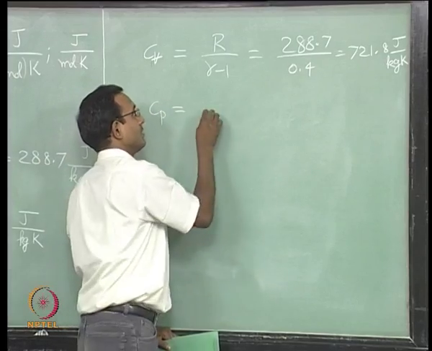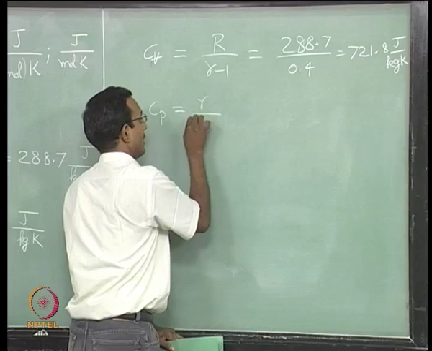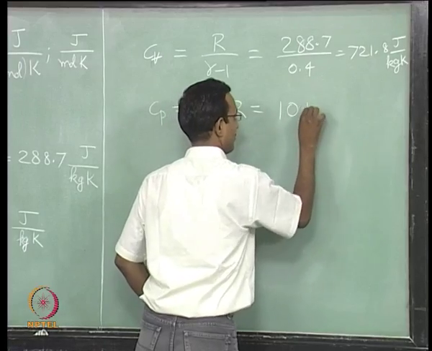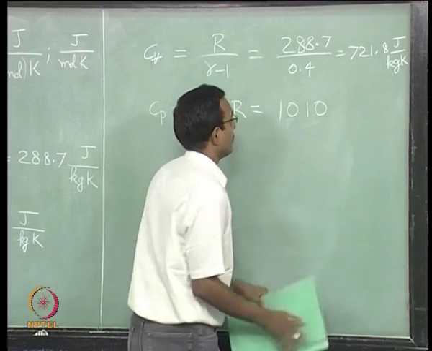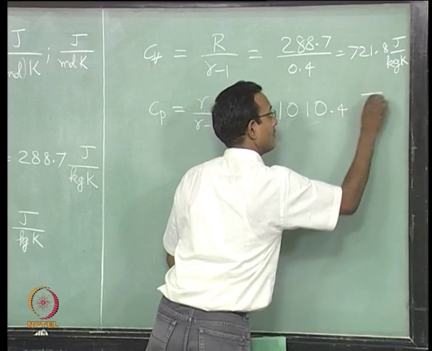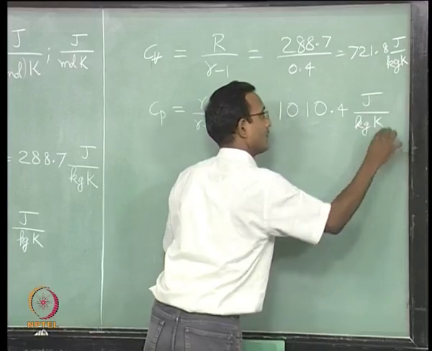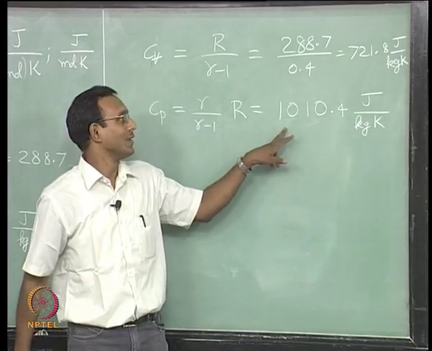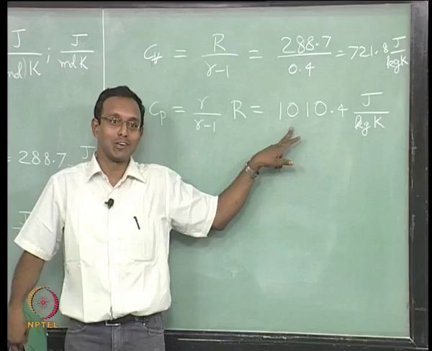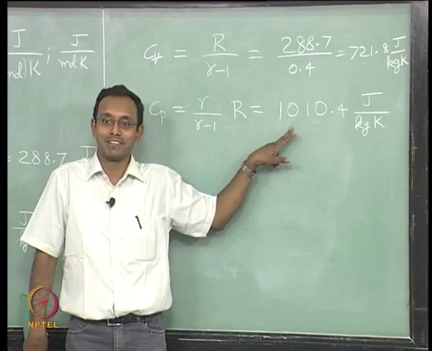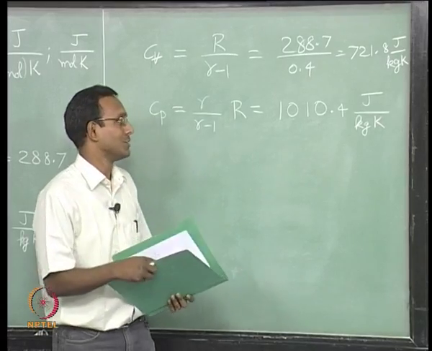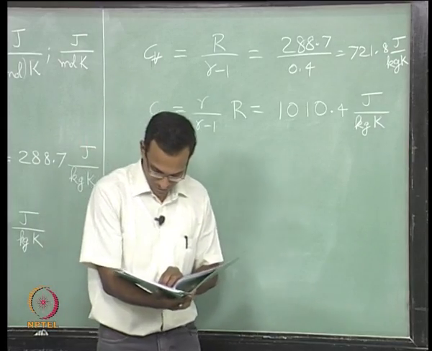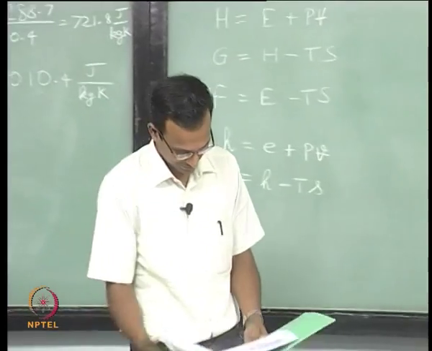If I do Cp, this should be gamma by gamma minus 1 times R. This number is 1010.4. Okay. If you use 29 as your molecular weight, you will get numbers that are very different from this. You will get close to 987, that kind of numbers you will get. 1003.7 or something is the closest you will get, I think. Okay. So, think about that, use this number, that is better for you. Okay.